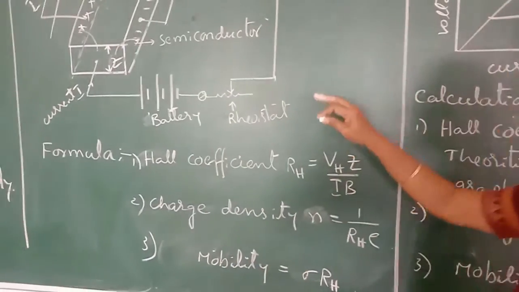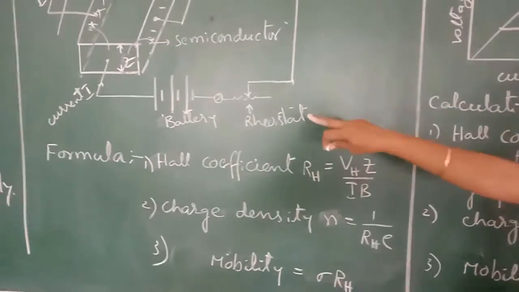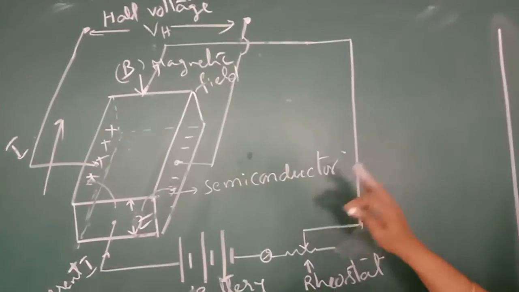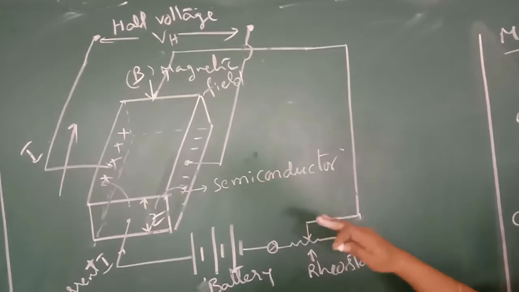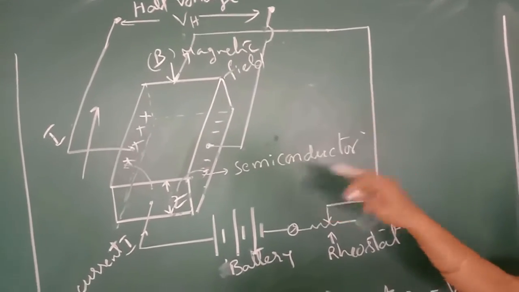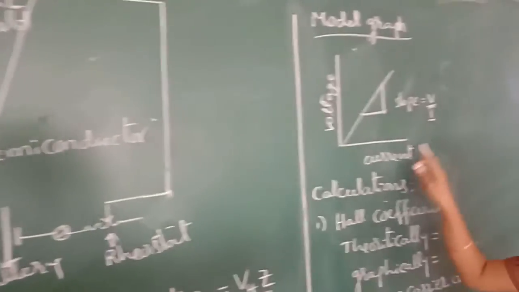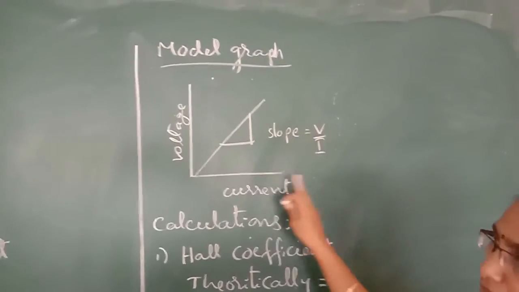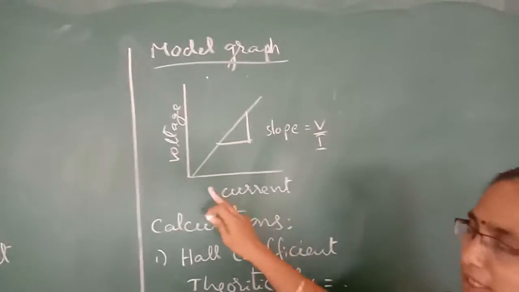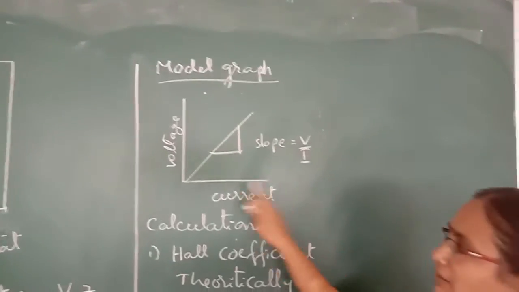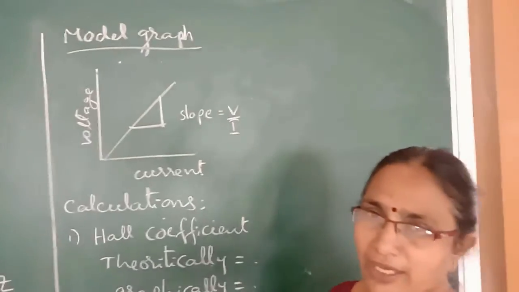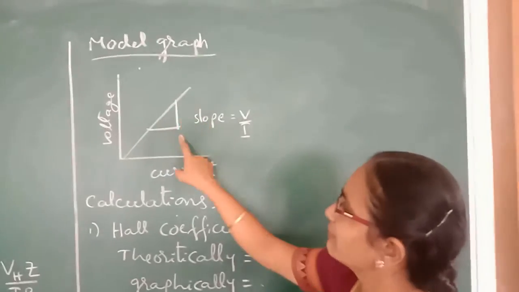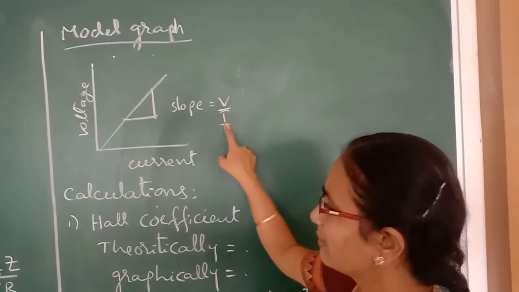And after connecting the circuit like this, we will send the current in steps of 0.5 milliamperes, and each time we increase the current, the voltage increases. Now we draw a graph between current and voltage. Current is the independent variable, voltage is the dependent variable. So current has to be taken along the x-axis and voltage along the y-axis. And we get a straight line graph like this. Take the slope of this graph, which will give you V by I.